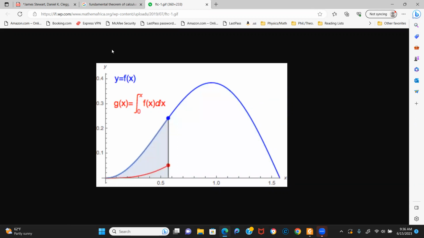So the blue curve is our given function. It's going to be some continuous function. And then g of x is going to be this integral that we defined in the first part of the fundamental theorem of calculus. Basically, this blue dot here, you can think of it as a bead, and you can see from the image, it's literally sliding along the curve. So this can represent a specific x value. In other words, you're integrating up to the bead. And then the red curve is tracking how much area you're computing as the bead slides along.